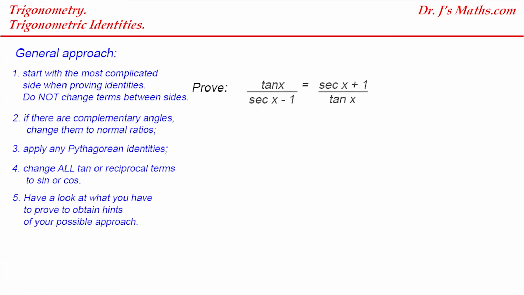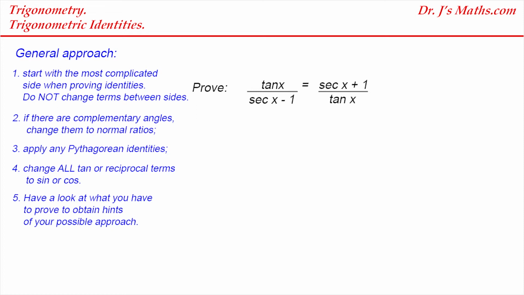Next example is to prove that tan x over sec x minus 1 equals sec x plus 1 over tan x. Important in step 5 here: look where you're going to go. How are we going to get that sec x plus 1 in the top? Well, just like when we rationalise irrational fractions, we can multiply top and bottom by the conjugate.